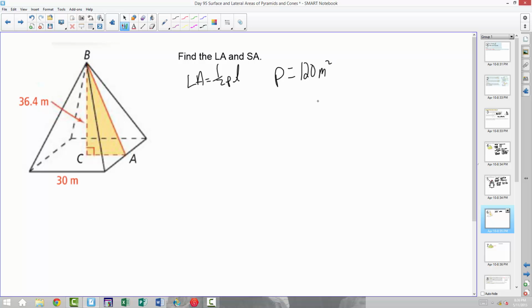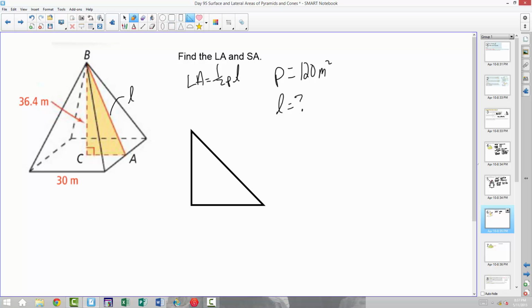L. I don't have L. It's missing. Here is L, right there. But you should know that I have a right triangle with 36.4, and this is not 30, so let me fix this. Let's be a little more neat here. So B, A, C, 90, this is 36.4.